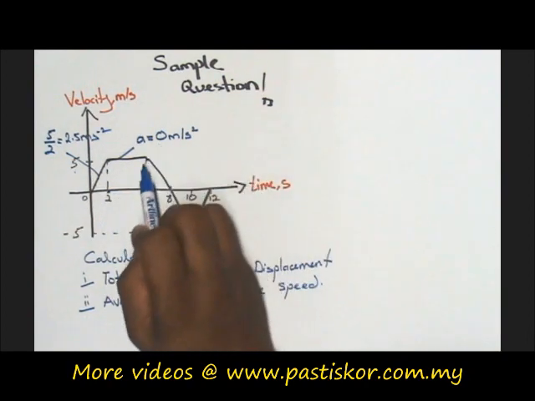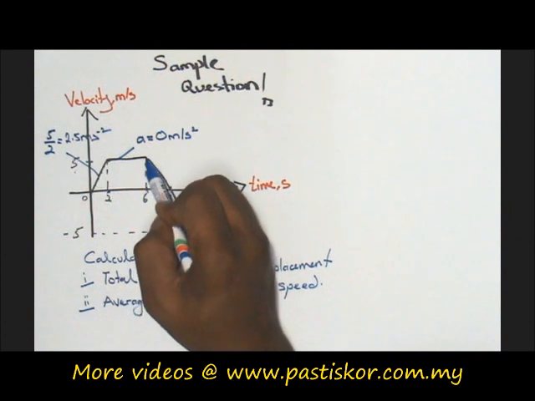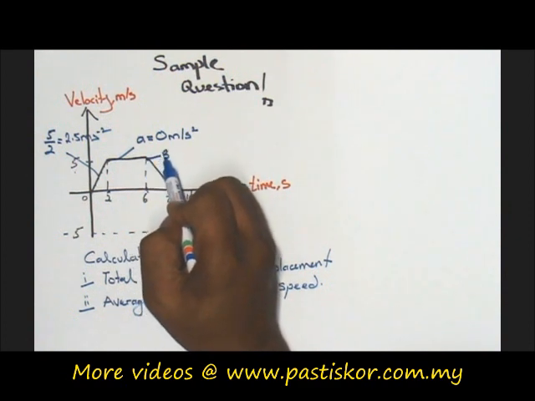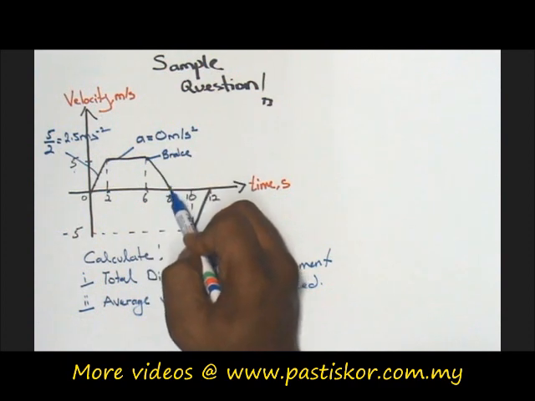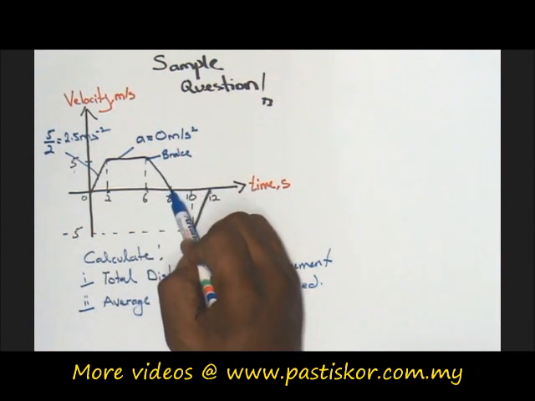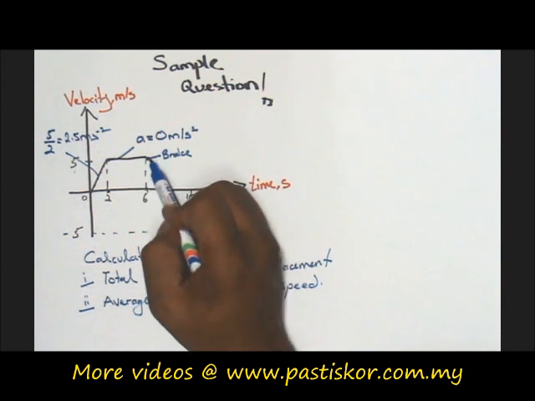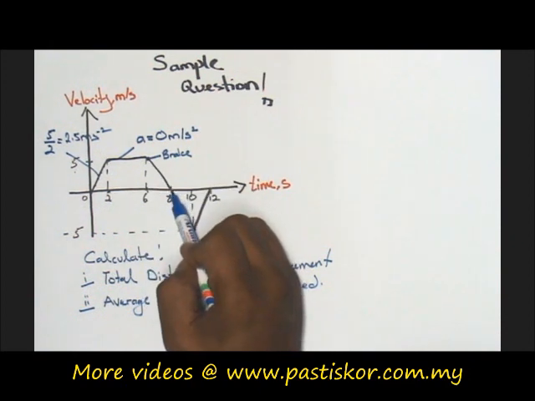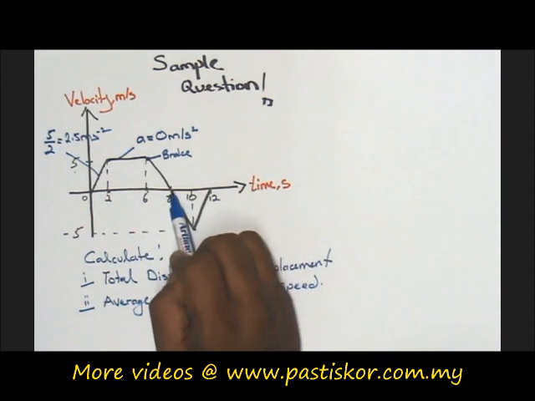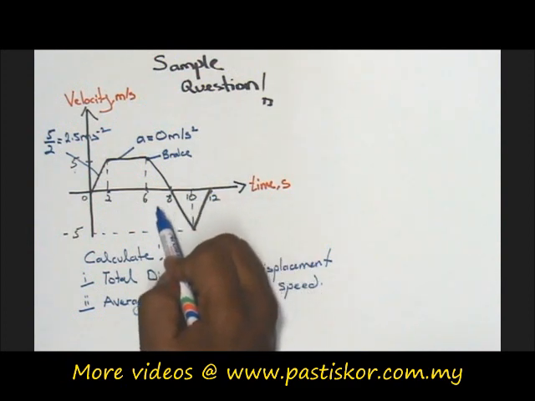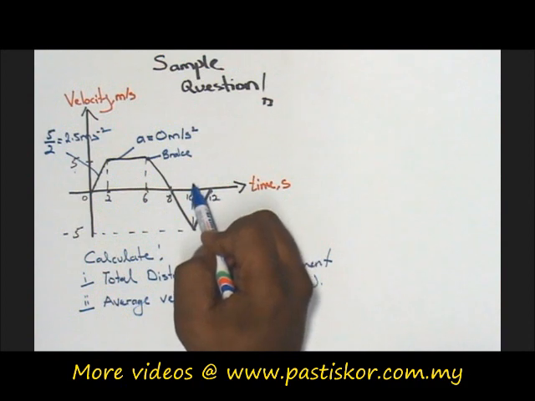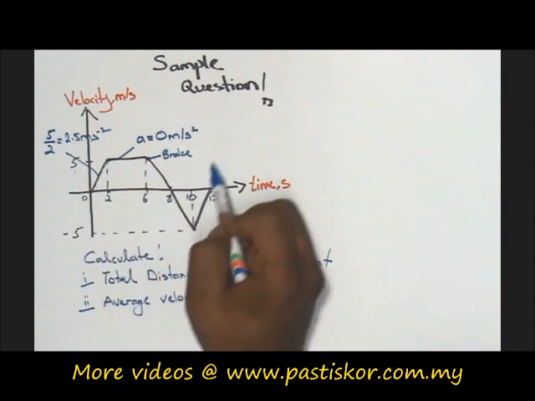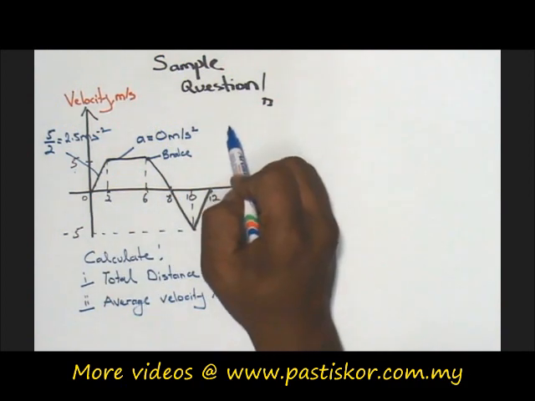And at this time, 6 seconds, this is where the brake is applied. From here, 6 to 8 seconds, the car decelerates, all the way until 8 seconds. And from 8 to 12 seconds, the car or the vehicle moves in the opposite direction. That means all the way until 8 seconds, it was moving in the same direction. Let me just put it for you like this.